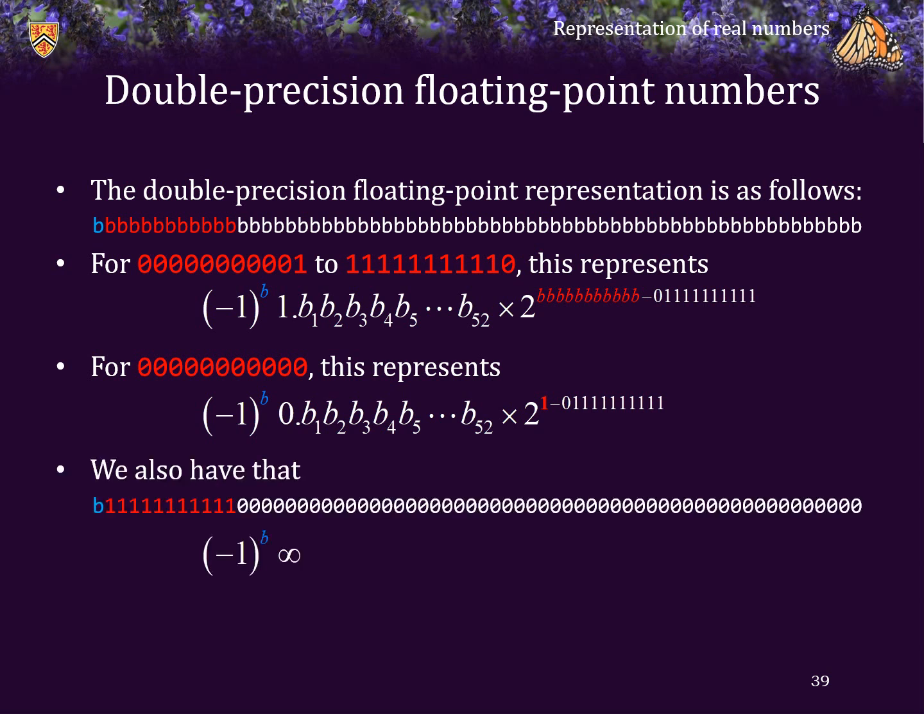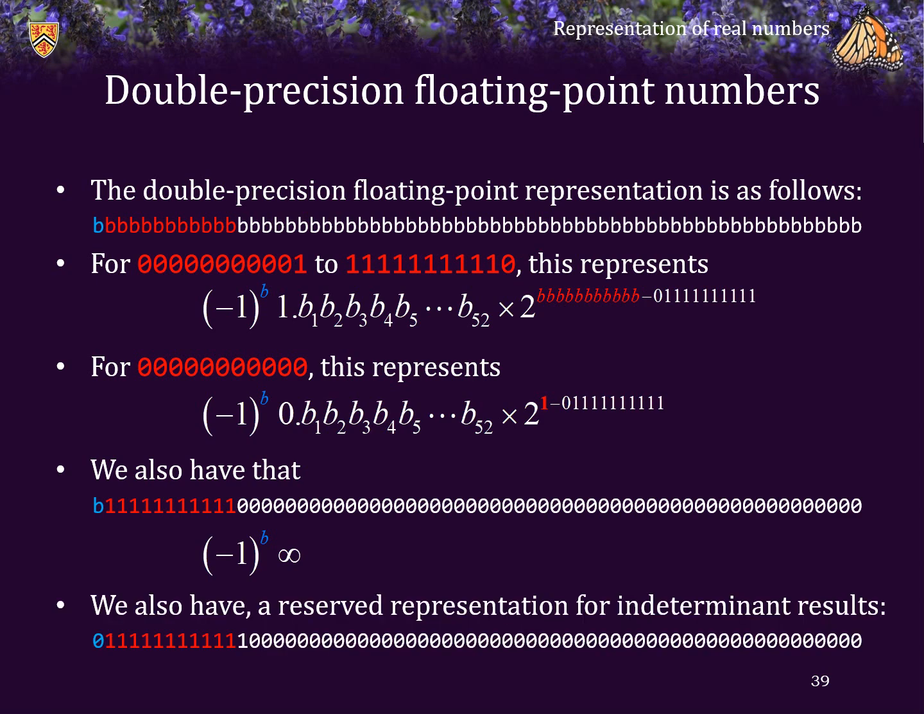Similarly, if all of the exponent bits are 1 and all of the mantissa bits are 0, this will represent plus or minus infinity. If all of the bits in the exponent are 1 and only the first bit of the mantissa is 1, with all others being 0, this represents not a number. So here is our not a number for double precision floating point numbers.